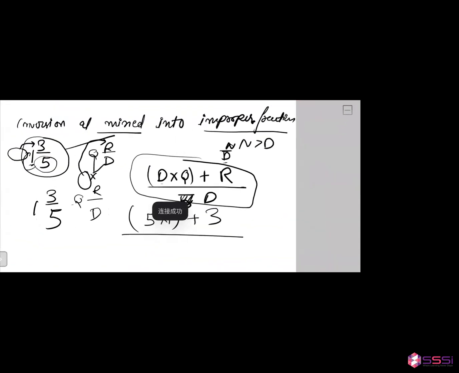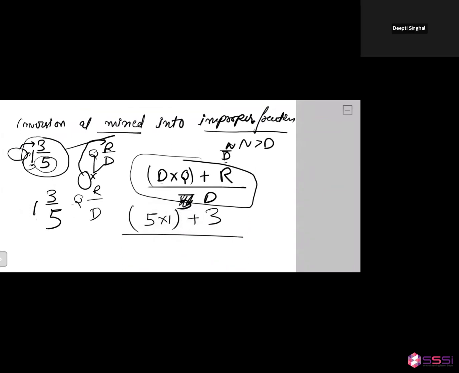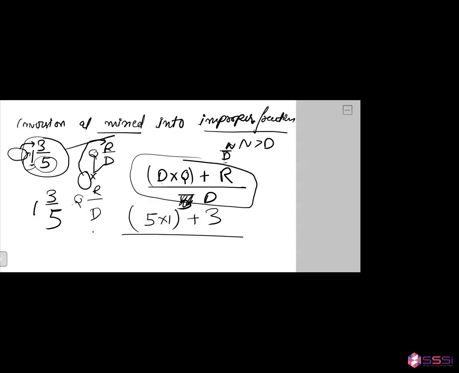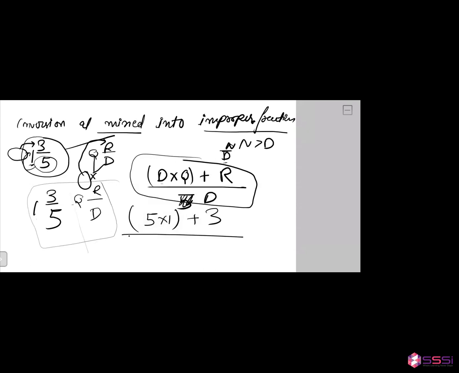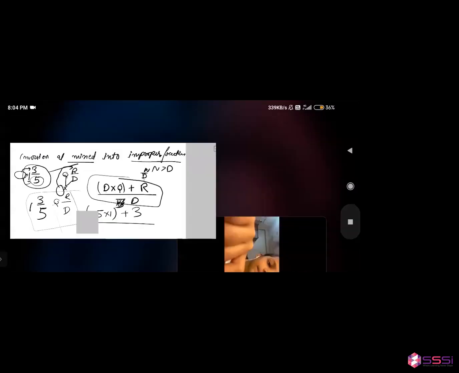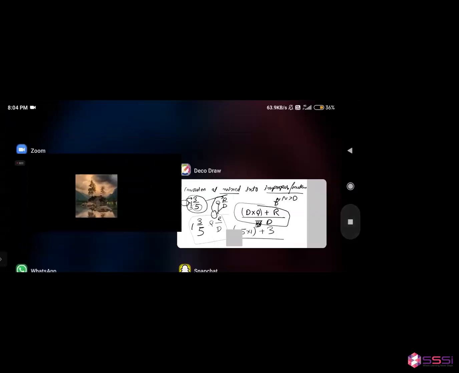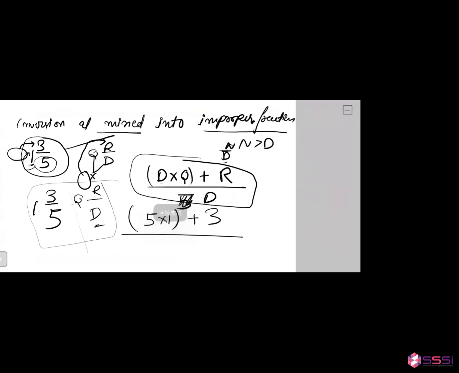Okay, so the formula is D multiply with Q plus R divided by again D. So D multiply with Q, we write 5 into 1 plus R. What is R? 3 divided by D. What is D again? Value of D I am asking. Ma'am, we have to divide it. Divided with what? Divided it with D.